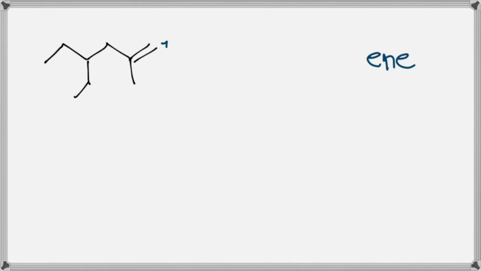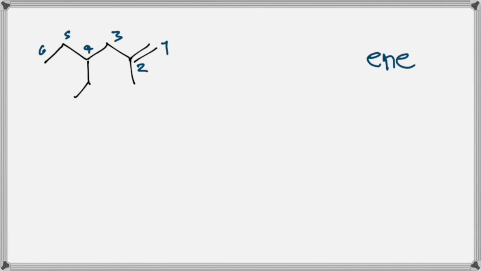So if we put 1, we can put 1, 2, 3, 4, 5, 6, or maybe 1, 2, 3, 4, 5, and 6. But we have to remember that in any of those ways, it's going to be the same thing, because the substituent is going to be in the 4. So we're going to stick with this one. The next is going to be identifying our substituents.